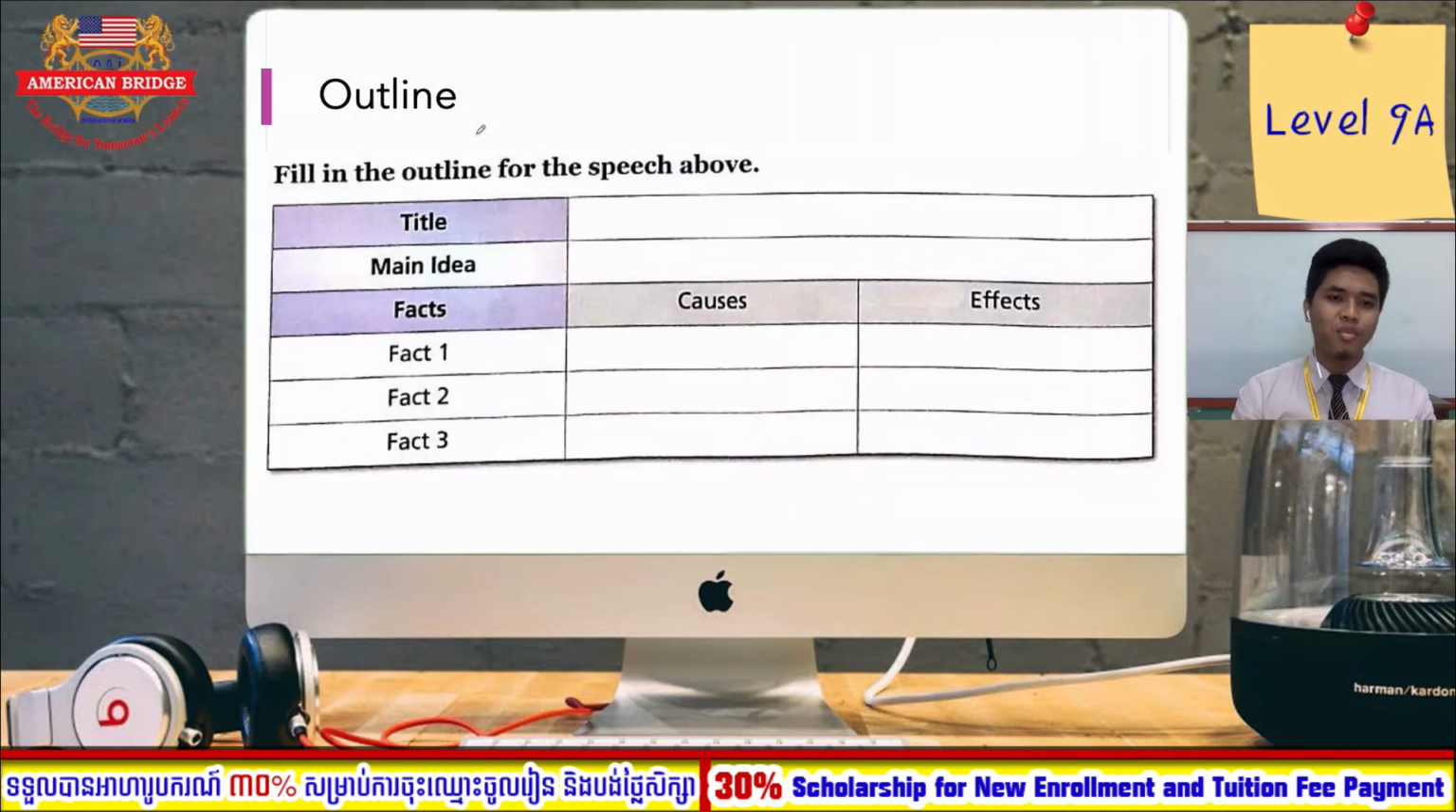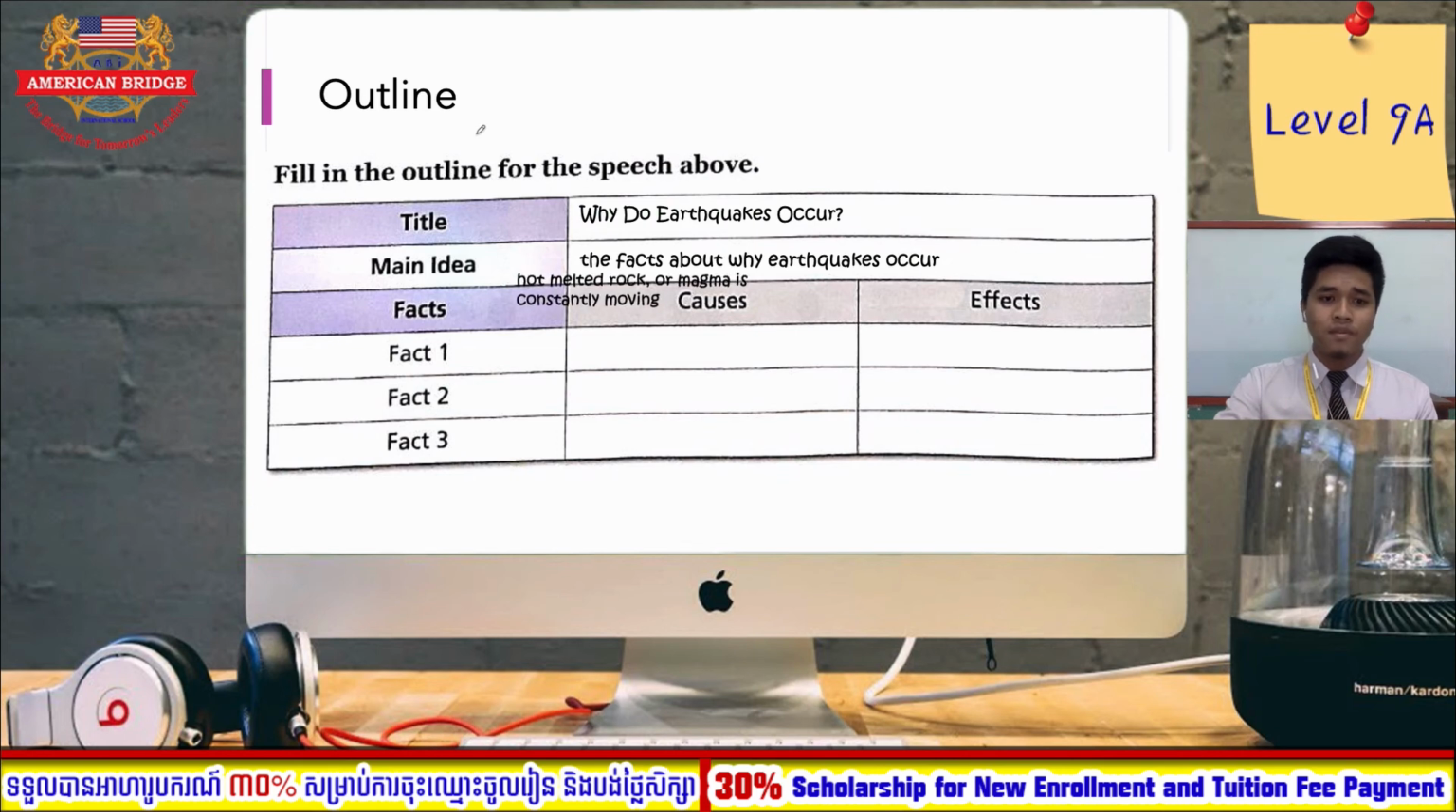So this is a sample outline that you can also use to prepare for your presentation. The speaker presents his or her title and then the main idea. So what is the main idea? What is the main point of the speech? Which is the facts about why earthquakes occur. And the facts consist of cause and effect. So the cause here: hot melted rock or magma is constantly moving.